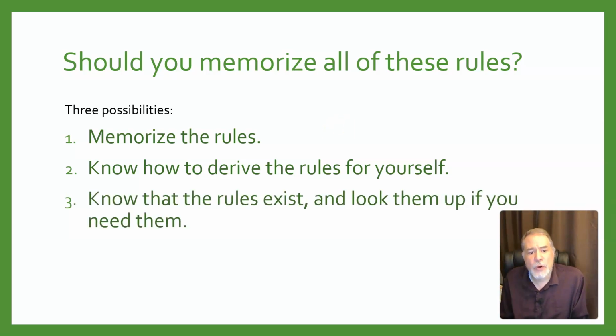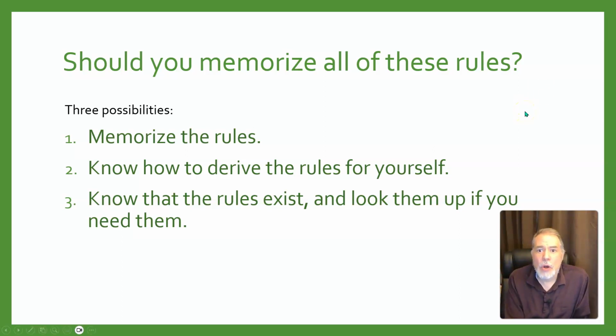The third option, of course, is to know that the rules exist. You remember, oh, there is a rule for the derivative of this function, or there is a trigonometric identity for when you have this kind of a situation. And if you don't remember what that rule is, you can just look it up. And that might be the best way to go if you have a rule that you only use once in a while, like once every year or so. You need to know this trigonometric identity, so you just remember that there is such a thing, and you can go and look it up and see exactly how it goes.